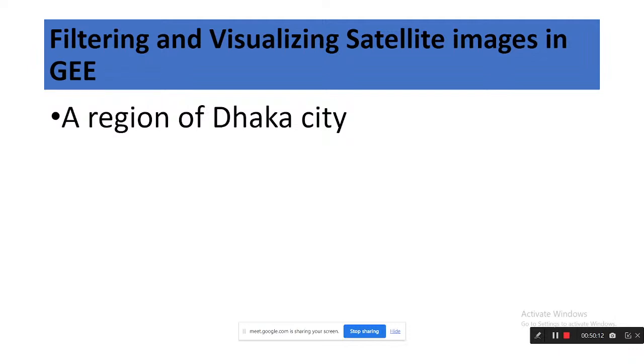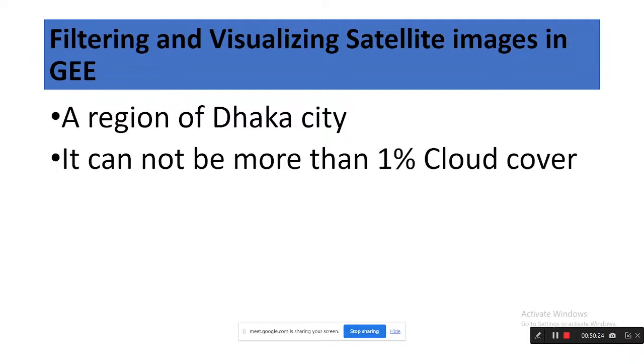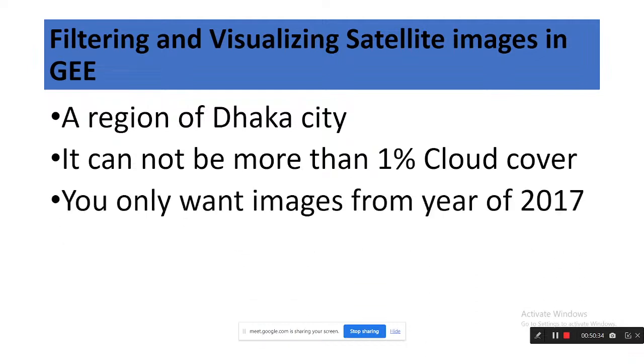The first factor is region. Suppose you need the satellite image for Dhaka city, so Dhaka city is a filtering factor. Such as you need an image with not more than 1% cloud cover, so you filter the image by specific metadata. This is another kind of filtering factor. Suppose you need this image for the year 2017, for the dry season, or for the wet season. So it's a filtering factor. When you want to filter any type of satellite image, it can be Landsat or Sentinel.